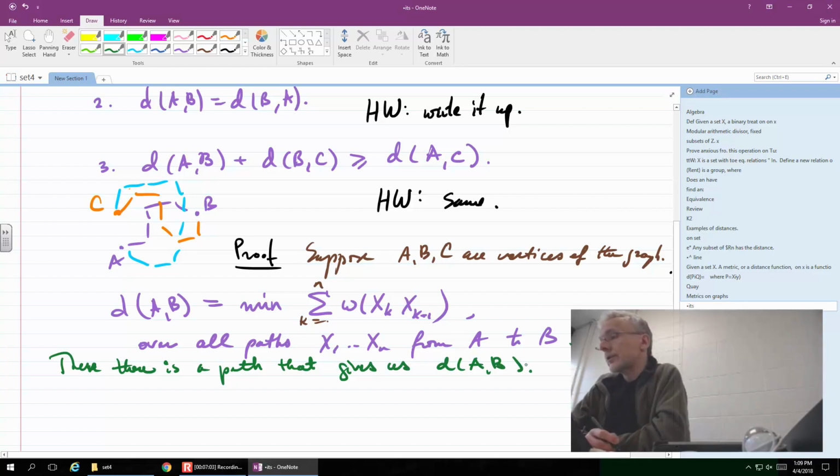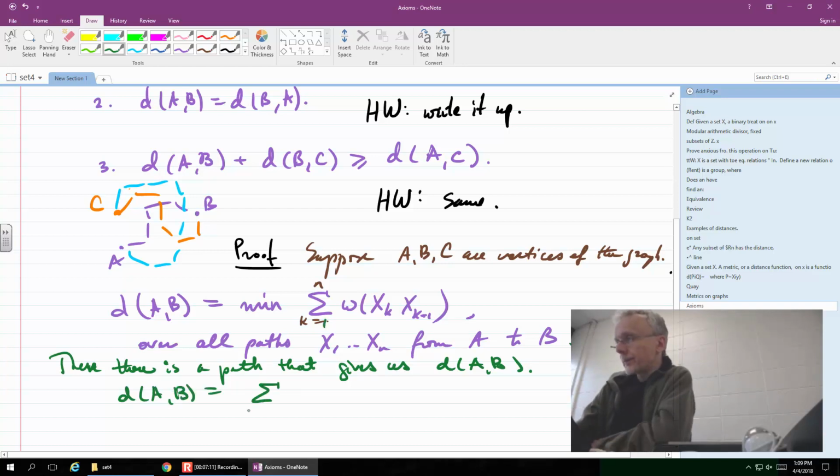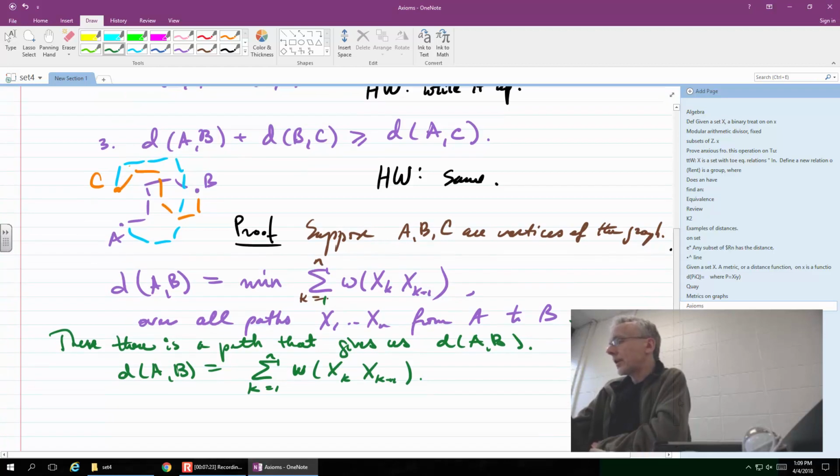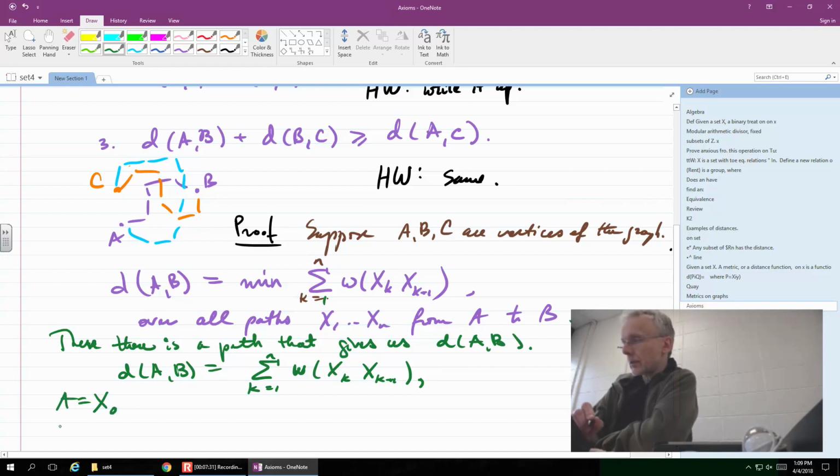Okay, so in other words, rather than try to minimize it, let's just say DAB is equal to the sum from k equals 1 to n of W(xk, xk+1). So that is a particular path, this is W, a particular path. So the path is x_a is equal to x1, I start with 1, then x2, x3, xn, which is B.